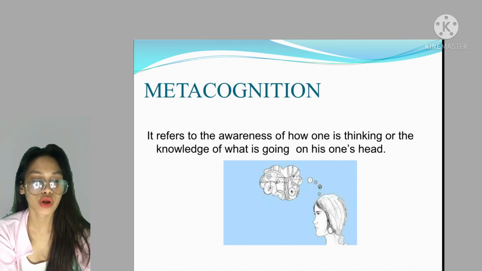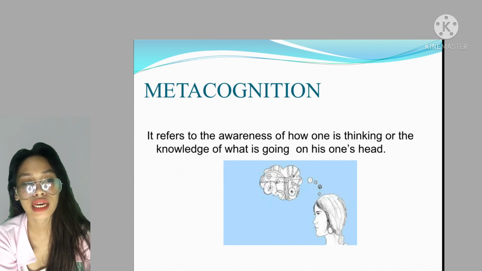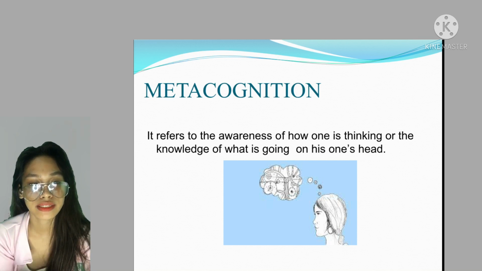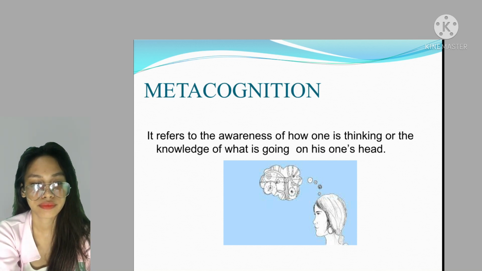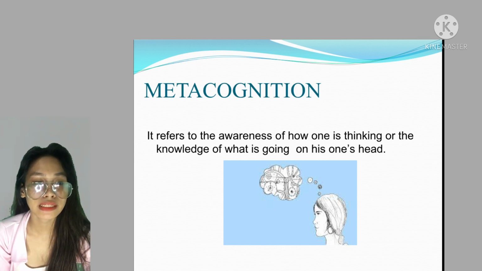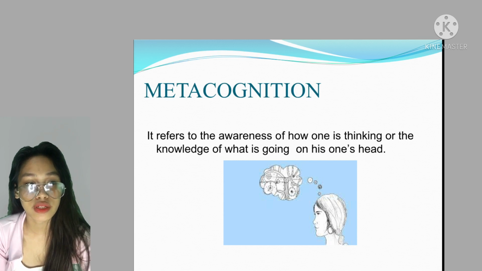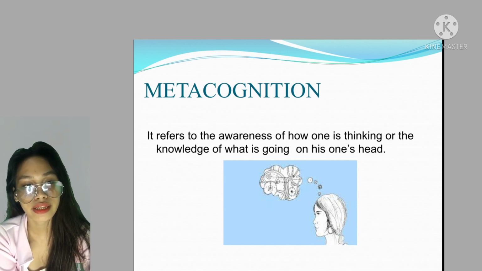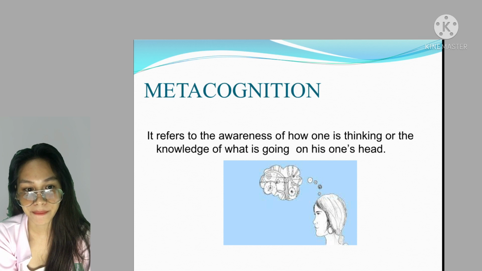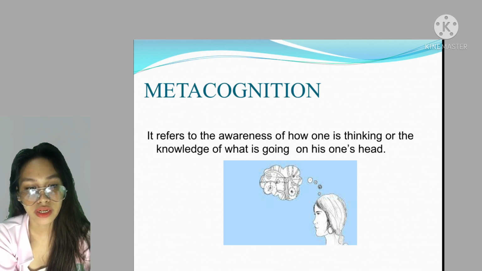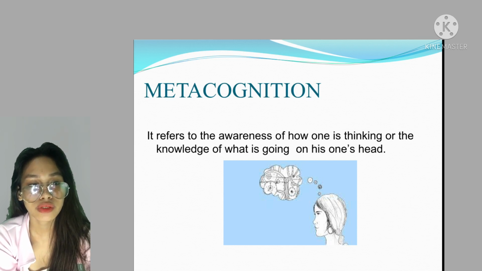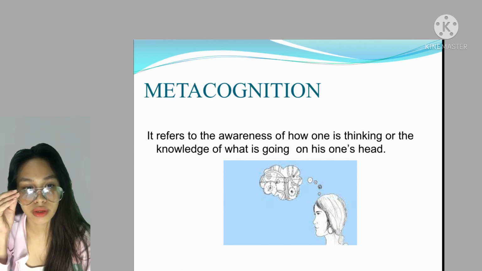Metacognition refers to awareness of how one's thinking works, or the knowledge of what's going on in one's head. Metacognition is awareness of one's own thought processes and an understanding of the patterns behind them. The term comes from the root word meta, meaning beyond or on top of. Put simply, metacognition is thinking about one's thinking.